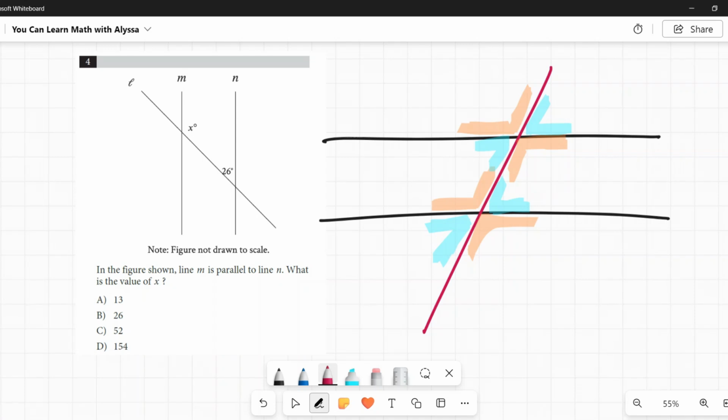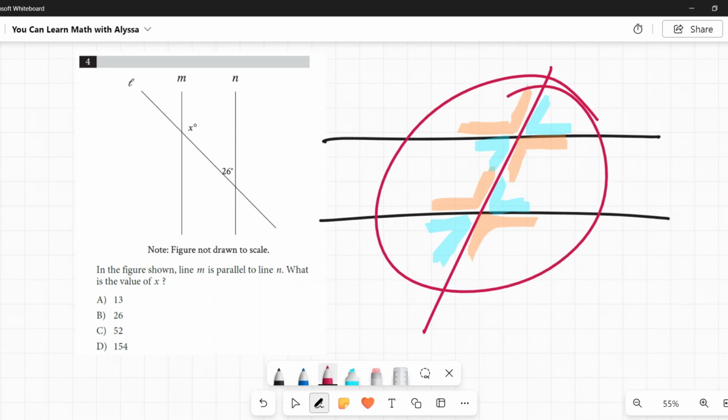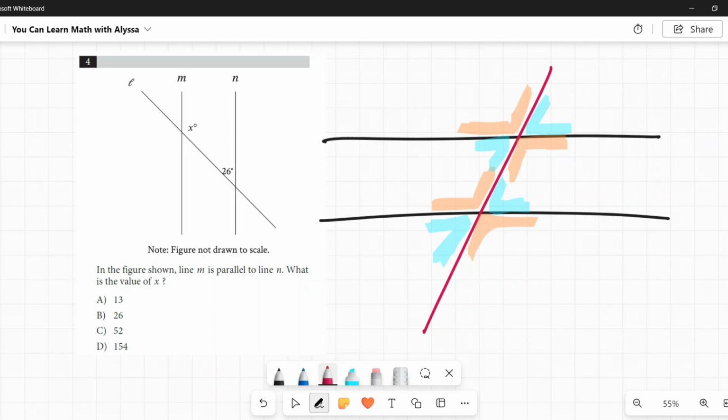They might say things like, alternating interior angles are congruent. Alternating exterior angles are congruent. Same side interior angles are supplementary. There are so many combinations of this, but this little chart right here is the overall relationship. That's all the angles and the ones that are the same as each other.